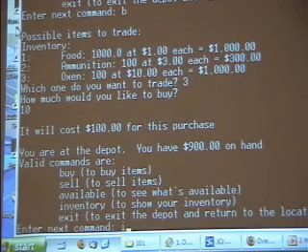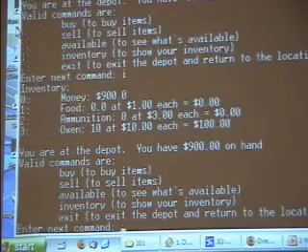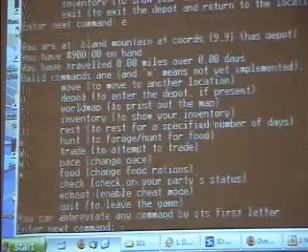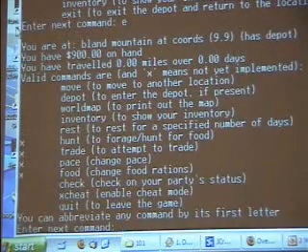I can hit I and see what's in my inventory. You'll notice I have $900, no food, no ammunition, but I have 10 oxen ready to go. I could sell stuff, but I'm not going to do that. So hit E, and that exits the market, and then I'm back at the particular location.